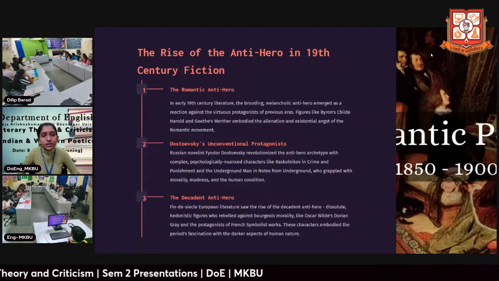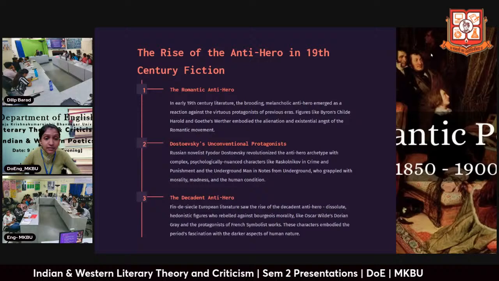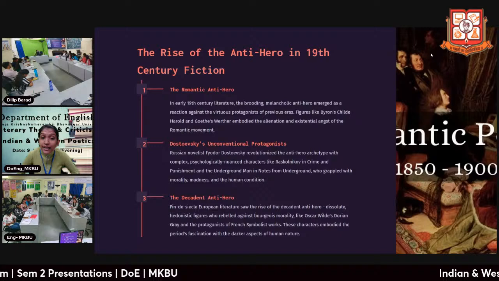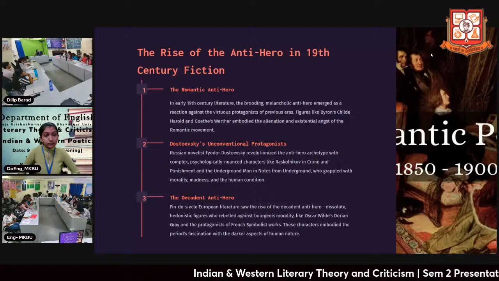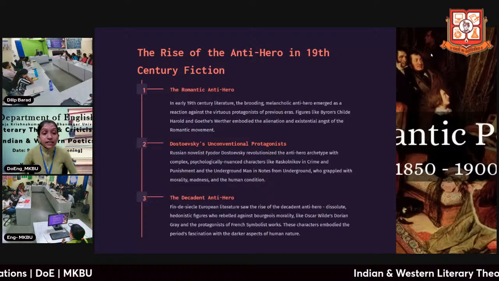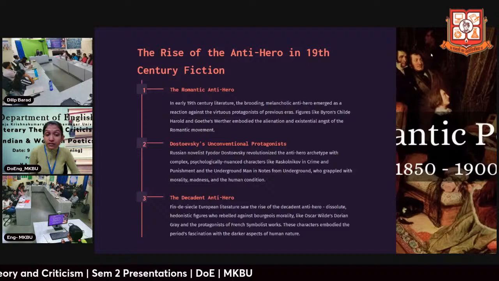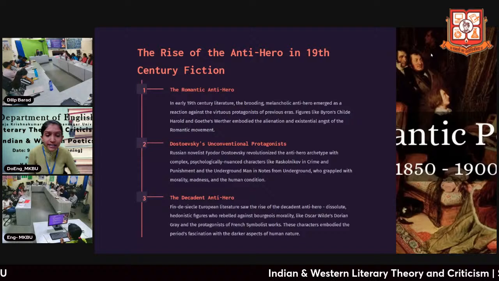Figures like Byron's Childe Harold and Goethe's Werther embodied the alienation and existential angst of the romantic moment. Dostoevsky's unconventional protagonists we also find. Dostoevsky, a Russian novelist, revolutionized the anti-hero archetype with complex, psychologically nuanced characters like Raskolnikov in Crime and Punishment and the Underground Man in Notes from Underground, who grappled with morality, madness and the human condition.